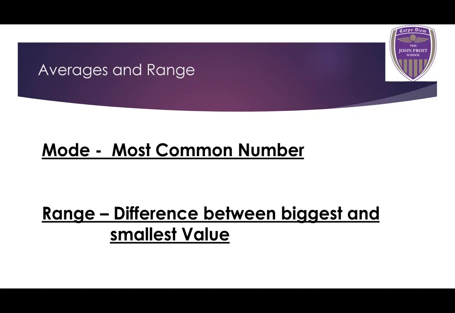The mode is known as the most common number in a set of data. And the range is simply the difference between the biggest and smallest value. It tells you how large your data is, what the difference is between your biggest and smallest data point.